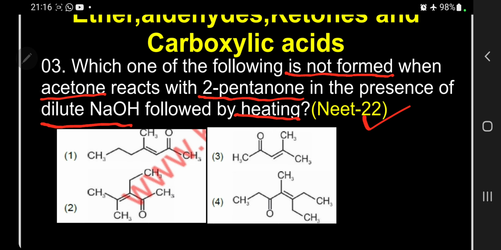This is condensation reactions. So, it may be acetone and 2-pentanone, or 2-pentanone will undergo condensation, or acetone will undergo condensation. These are the possibilities. Let me explain and find out. Here, most probably the compound which is not formed will be 4. Not formed. Let us see here.